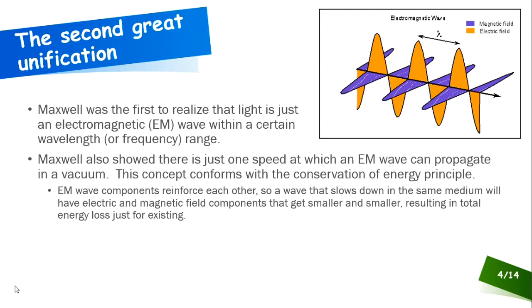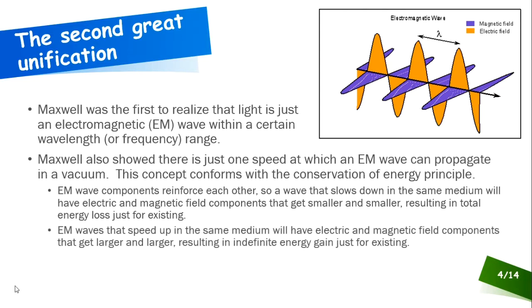And so that's a violation of the conservation of energy principle. On the flip side, let's say that the EM waves speed up in the same medium. Well, then that means the electrical and magnetic field components are going to get larger and larger, and then the result will be an indefinite amount of energy gain, again, just for existing. Obviously, this is not what happens.